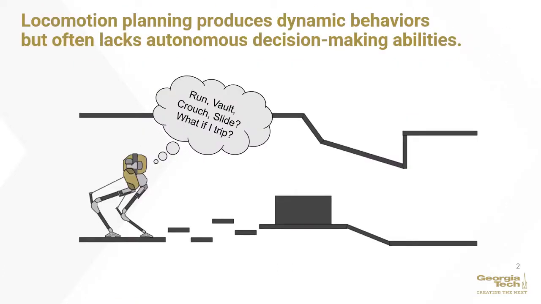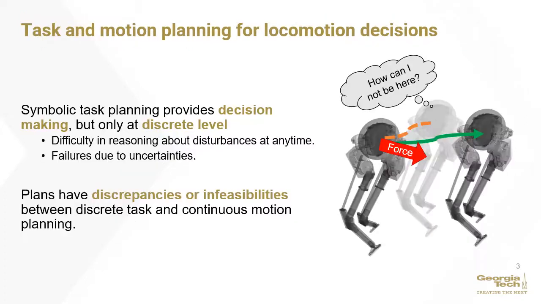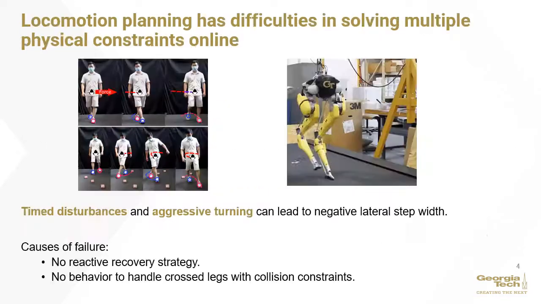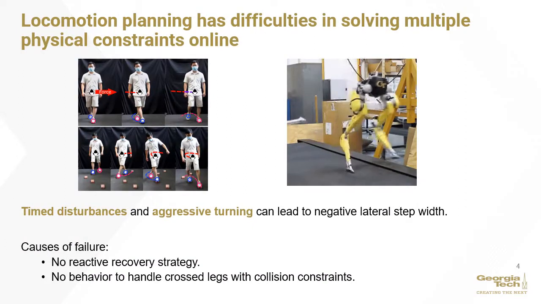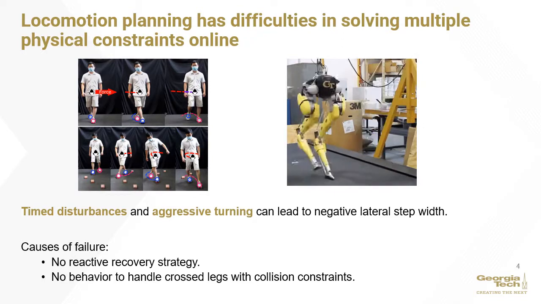Locomotion planning produces dynamic behaviors but often lacks decision-making abilities. Task planning is a powerful technique for decision-making and planning, but it only considers discrete instances and is thus not flexible to disturbances or errors. Legged robots commonly fall due to poorly timed disturbances and aggressive turning, where collision constraints can arise. One way to remedy this is with the cross-leg motion, which humans use under constrained gait circumstances.